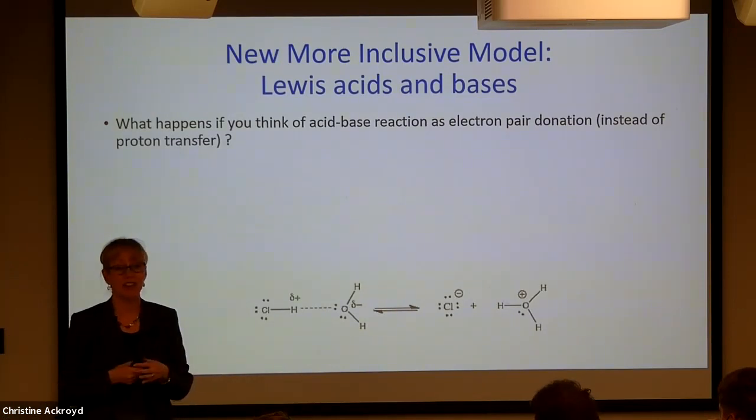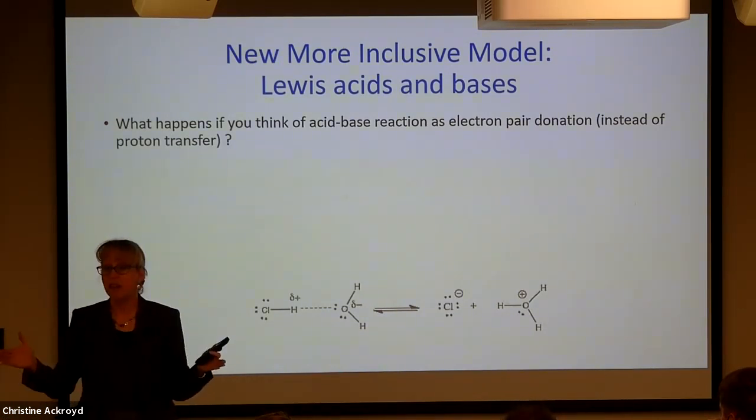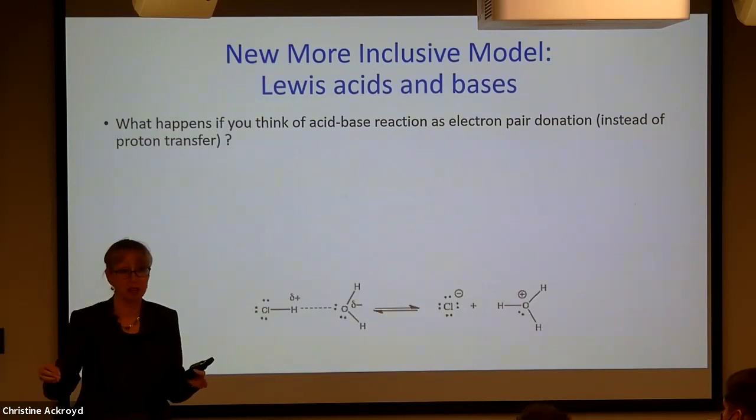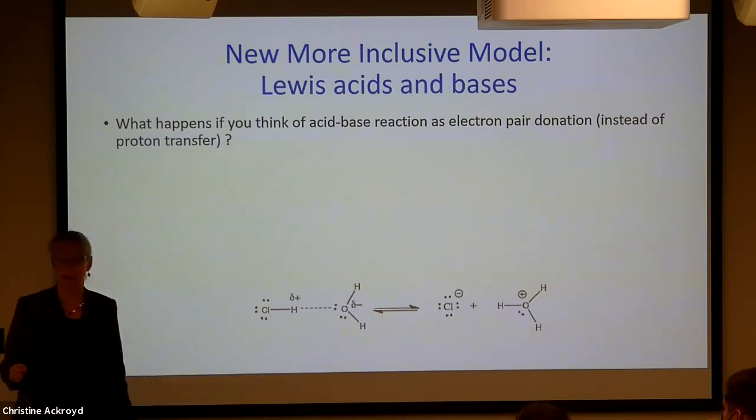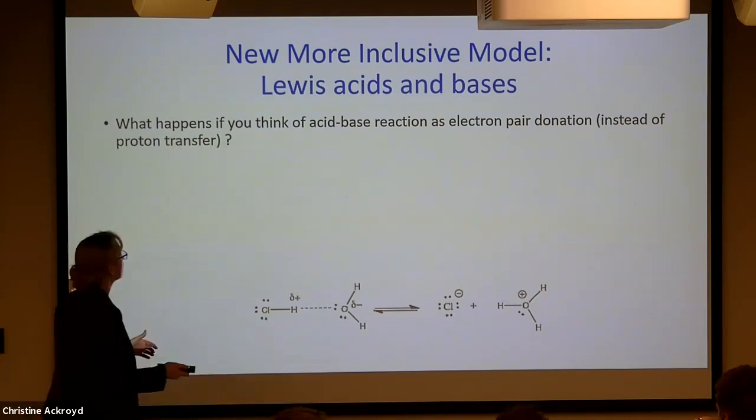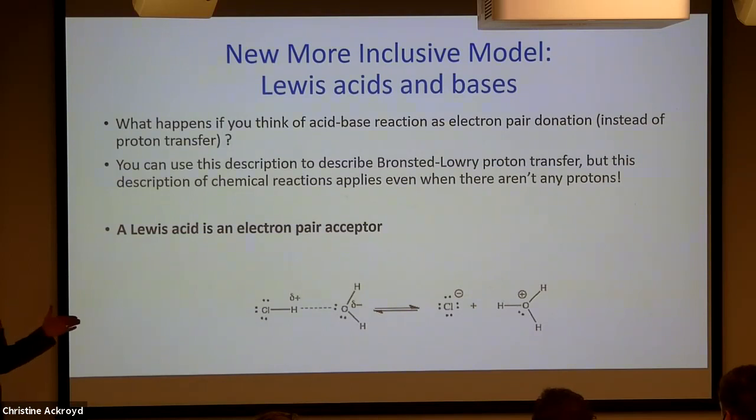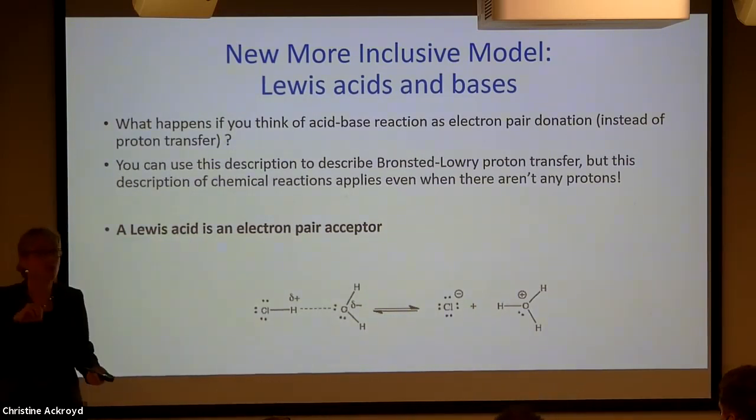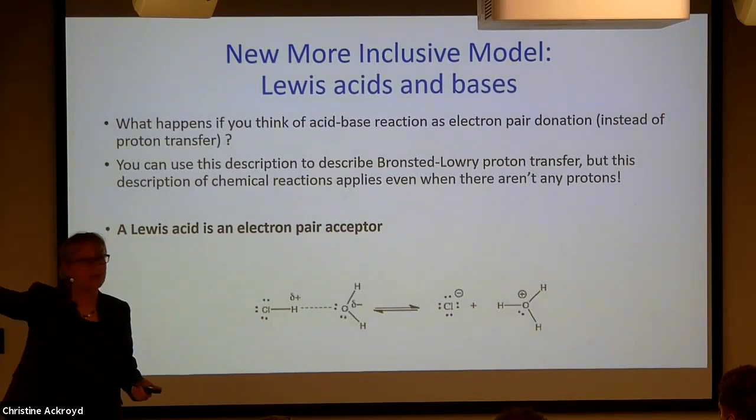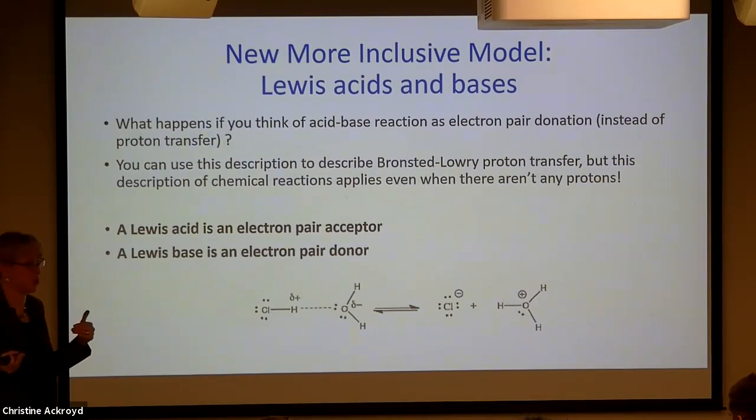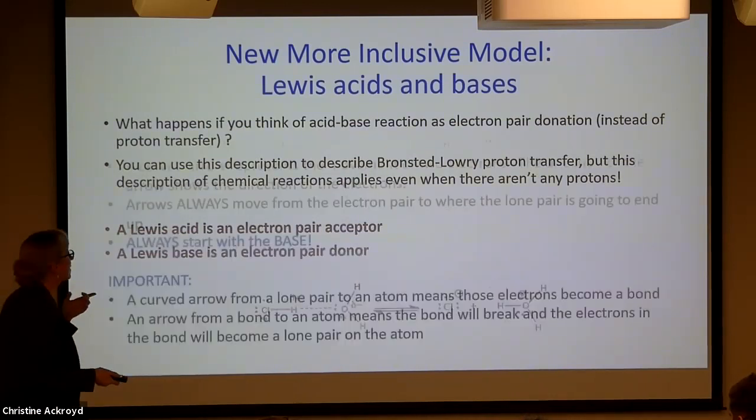Lewis acid-base reactions say, no. When you track a reaction, you're tracking how the bonding changes, and the bonding comes from the electrons, right? So instead of looking at the protons, look at what's happening to the electrons. Okay. And in this case, the acid is an electron pair acceptor. When something forms a new bond, it's accepting electrons to make a new bond. Okay. And the base is an electron pair donor.